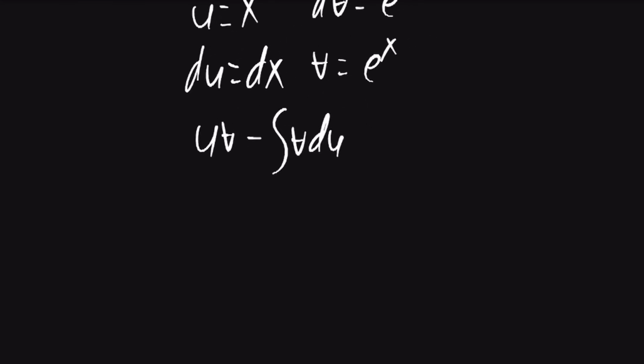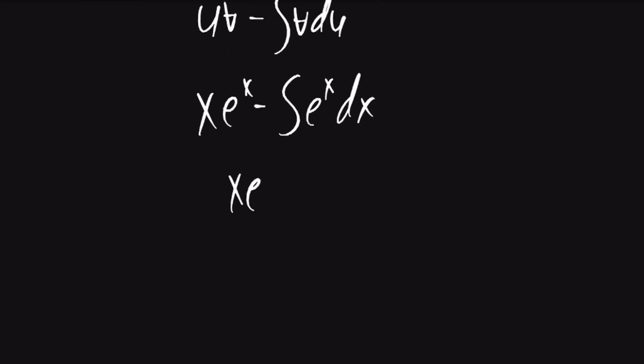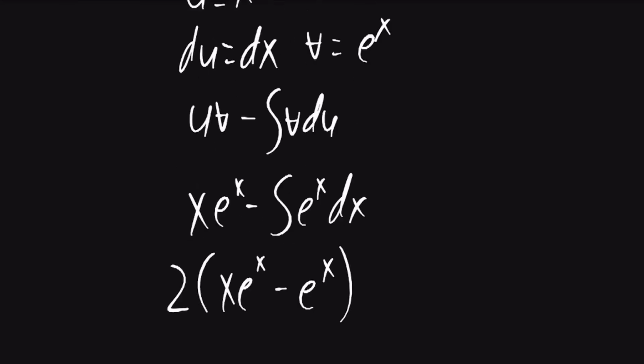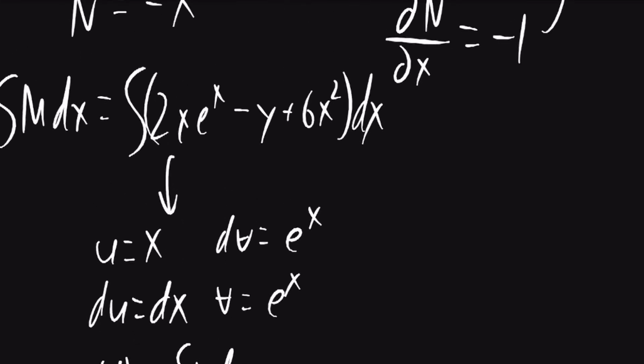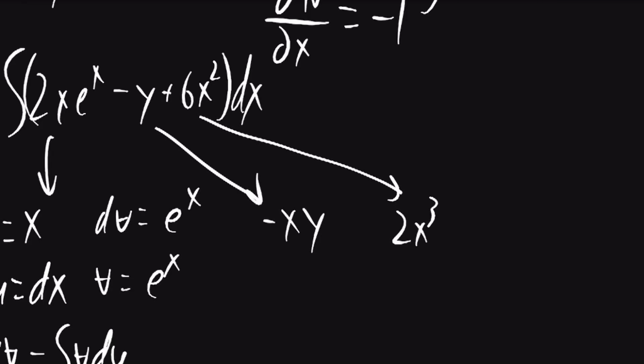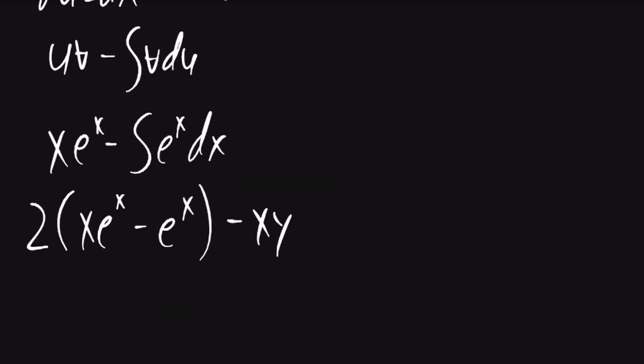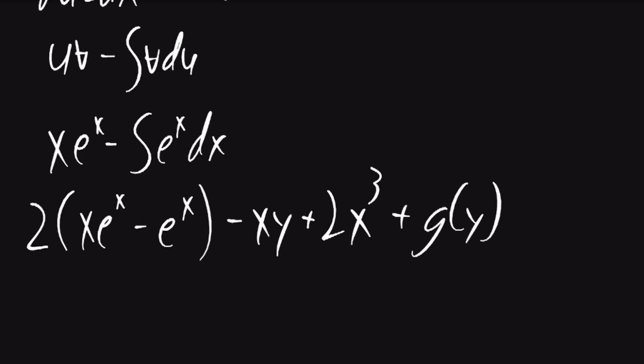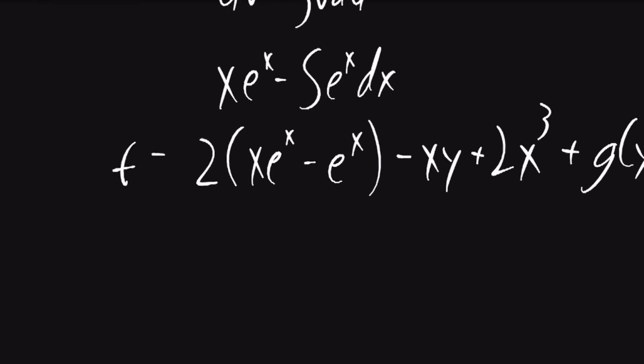I'll substitute those values in. We'll have x e to the x minus the integral of e to the x dx, which will just be x e to the x minus e to the x. Now there was a coefficient of 2 in front of that, so I'll write that there. Now we can do the next term. The integral of negative y with respect to x will be negative xy, and the integral of 6x squared with respect to x will be 2x cubed. And we have to add that g of y on the end, and this is our function.